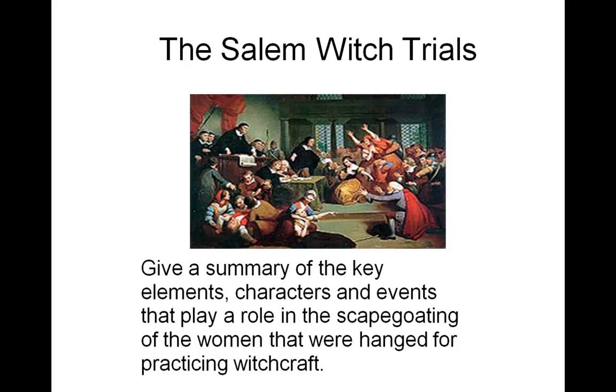Another part of your essay, or an element of the body, is going to be the Salem witch trials. You need to give a summary of the key elements, as well as characters and events that played a role in the scapegoating of the women that were hanged for practicing witchcraft. What were they being blamed for? What were they cleansing this community of?